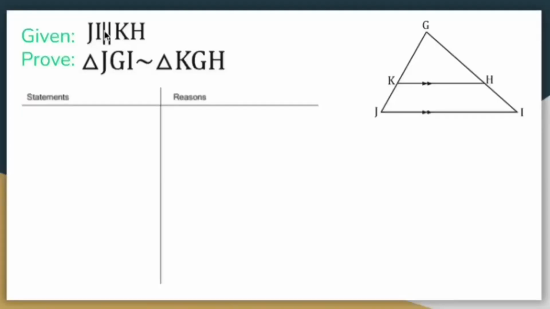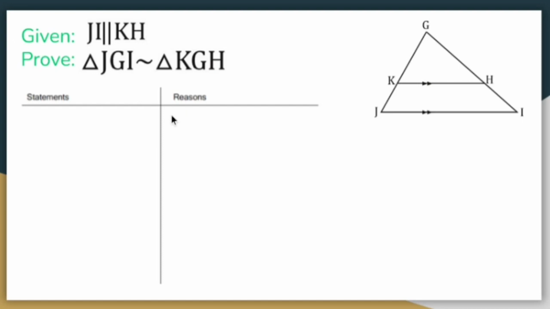Given JI is parallel to KH. Great. I need to prove that JGI is similar to KGH. Now, that shape means similar. Similar is different from congruent. Congruent means they were exactly the same. Similar means they're the same shape. It's just one's bigger than the other.